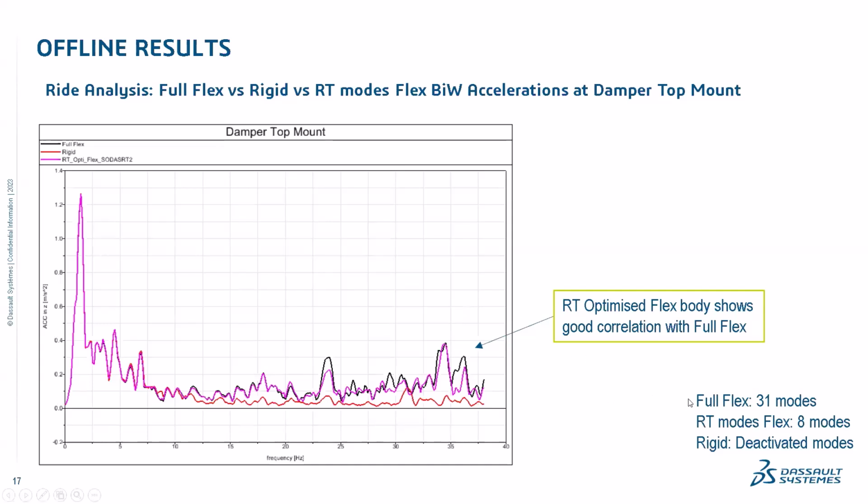So we ran these three body in whites in three ride simulations and compared the results again for the damper top mount Z accelerations. What we found was that the RT flex body, or the real-time flex body, showed good correlation. Black is the full flex body in white with all the dynamic modes enabled. RT modes flex, which has 8 modes enabled, matches very well with the full flex body in white. And the red curve is of course the rigidized flex body in white, so all the modes deactivated.